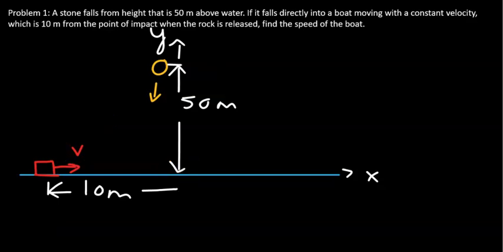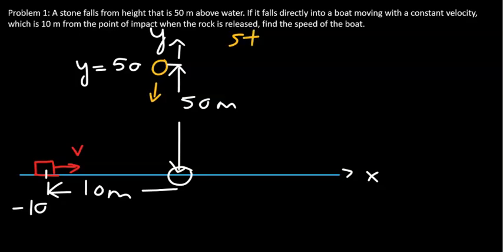So we have set the position of the stone along the y-axis and the boat along the x-axis. Now we can take this point, the point of impact, to be the origin. So the initial position of the boat can be taken to be x equals minus 10. And the initial position of the stone can be taken to be y equals 50. Let's set up the equations.